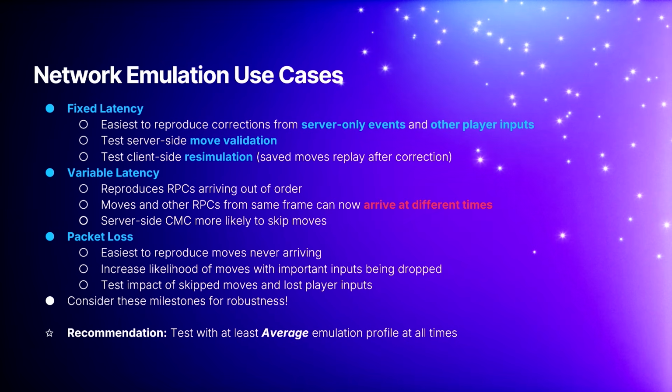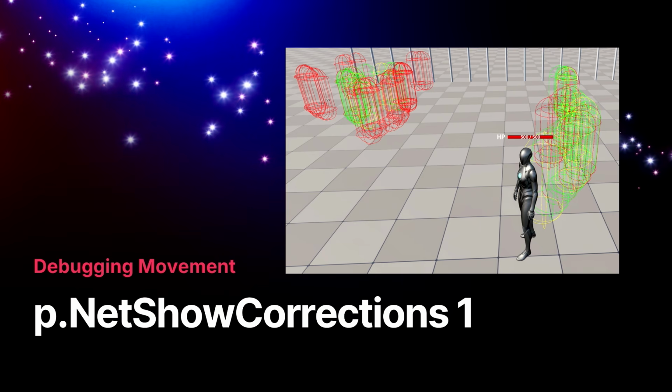And you also have to test for this. Even with reliable RPCs, packet loss can cause those RPCs to be resent. So that's additional latency, another round trip. We recommend to test at least with average network emulation, so a little bit of variable latency and packet loss, because that will trigger each of these problems.